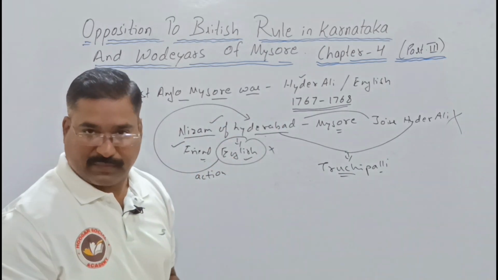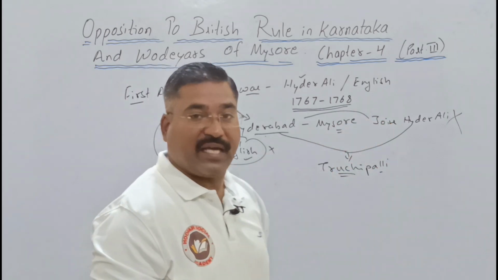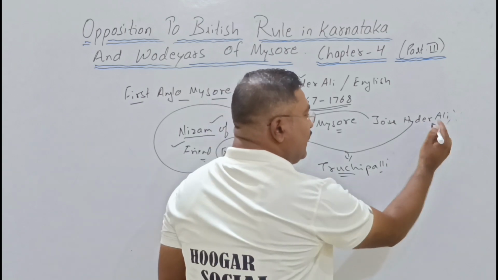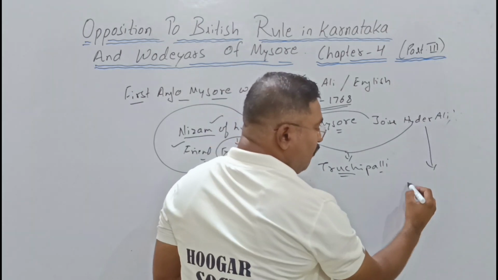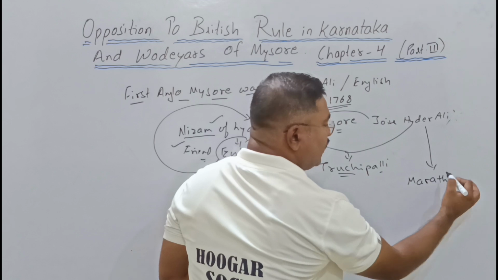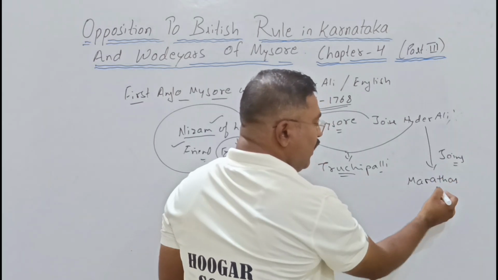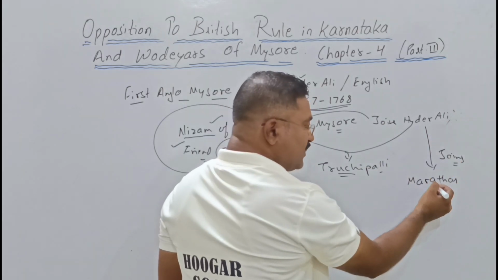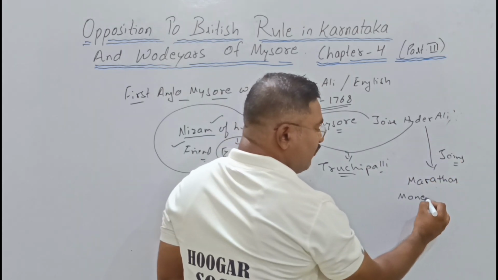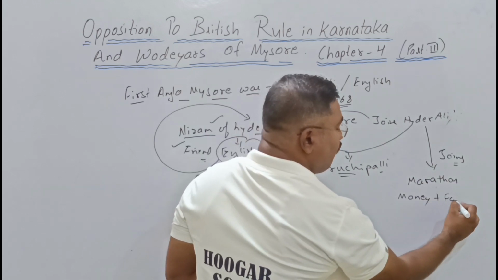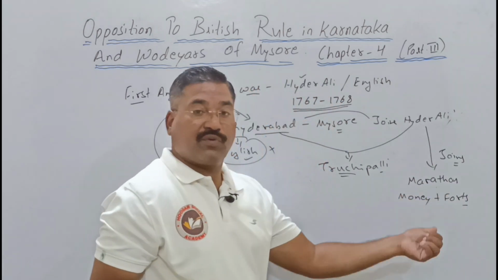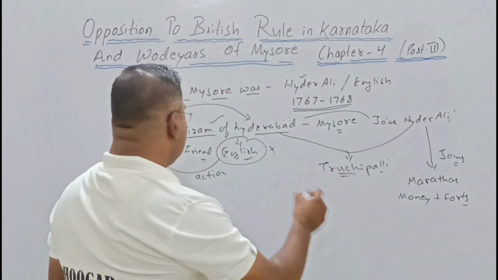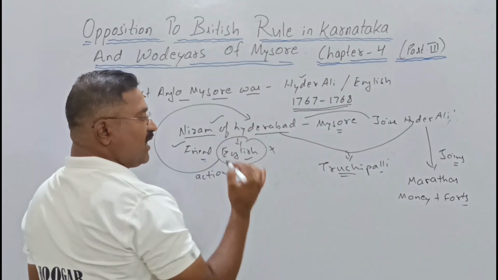Once again, the Nizam of Hyderabad and the English were friends. But Hyder Ali knew there might be an attack on him again. So what does he do? Hyder Ali joins hands with the Marathas, paying them money in cash as well as some forts, because he knew very well that there might be an attack by the English as well as Hyderabad.